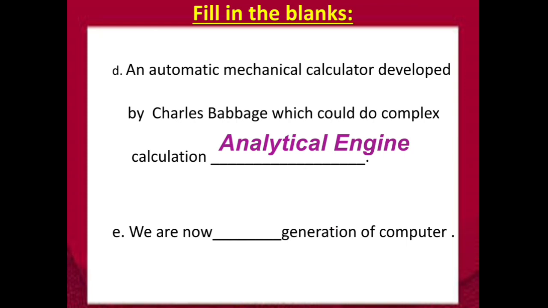We are now in the dash generation of computers. In which generation are we now? In the fifth generation. Okay. So an automatic mechanical calculator developed by Charles Babbage which could do complex calculations: the answer is analytical engine. And now we are in the fifth generation.